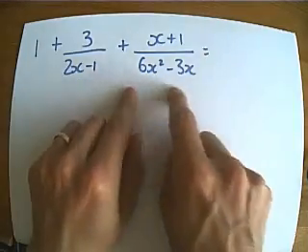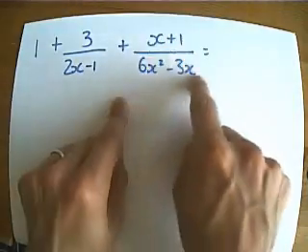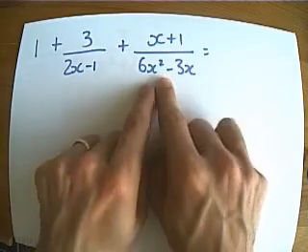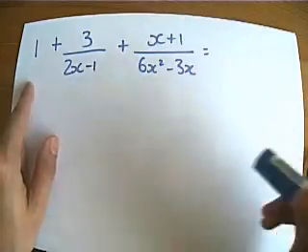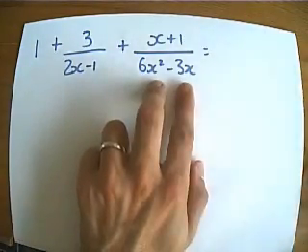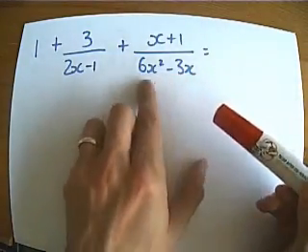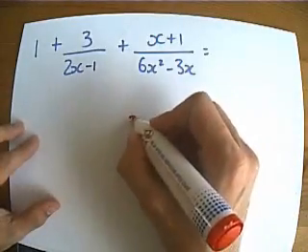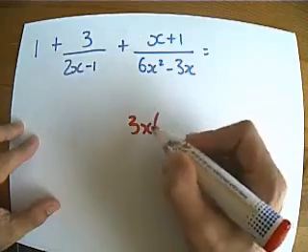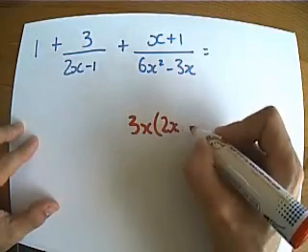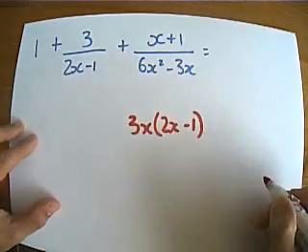So first thing we're going to do is, let's see if we can factorise what's on the bottom of this fraction here, to see if it gives us a clue as to what the other two denominators will end up having to look like. And hopefully you'll be able to spot that there's a common factor of 3x in both of these terms. So we can rewrite 6x squared minus 3x as 3x, and then in brackets 2x minus 1.